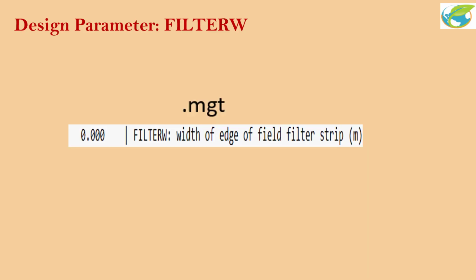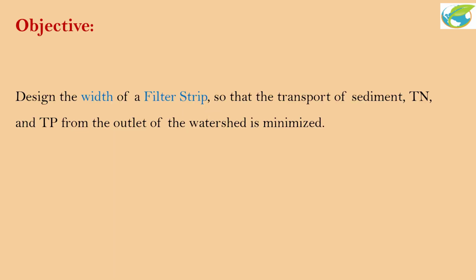Now, after you set these parameters, in the management file, the only parameter that you can actually design, that you have to choose, is the width of the filter strip, and this is given in the management file. So the objective is to design the width of a filter strip so that transport of sediment, total nitrogen, and total phosphorus from the outlet of the watershed is minimized. I will show how this is done by going to the program and doing the whole thing from the beginning.